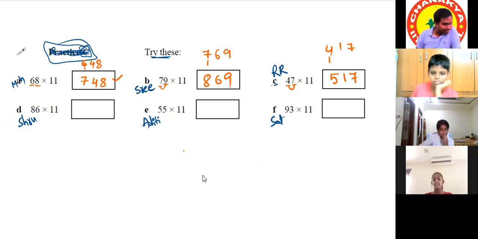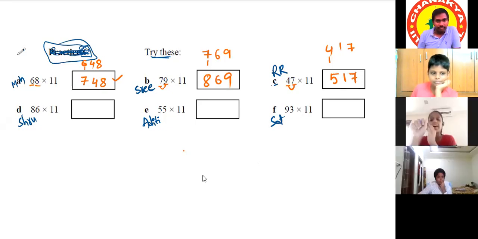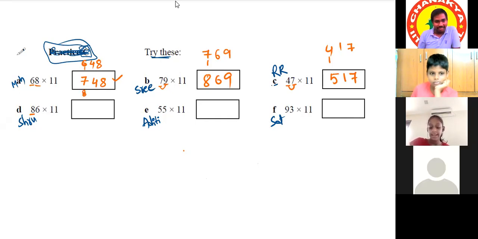Srishti. Sir, 86 into 11, the answer is 946. Like 8 we will write, but the next number is a carry forward, so we'll write 9. And 8 plus 6 is 14, so we'll write 4. And the last number is 6, we'll write 6. Very good. Correct.